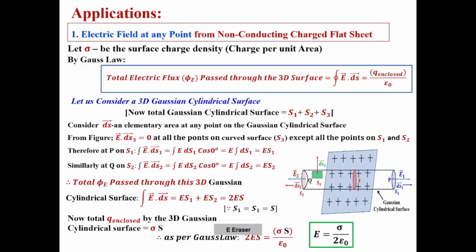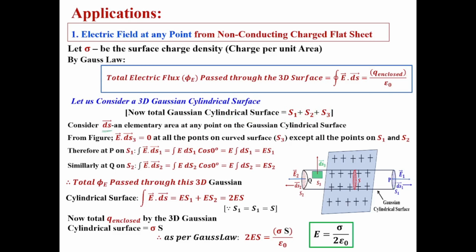That means the total electric flux passed through this cylindrical surface, or if we are going to find the electric flux passed through S1, S2 and S3 and add them, then we can find the charge enclosed by the Gaussian cylindrical surface divided by epsilon 0. We are going to do so now.